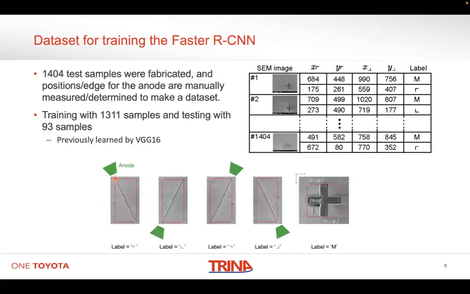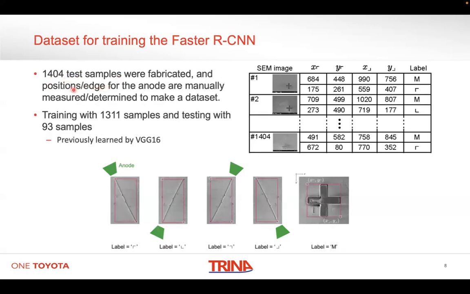The bounding box has four corners, and we have this label, which shows that this corner is suitable to place the electrode of the anode. This slide shows how we can obtain the dataset for training the Faster RCNN. To get this dataset, we fabricated about 14 test samples.